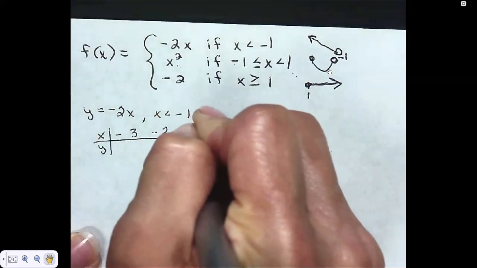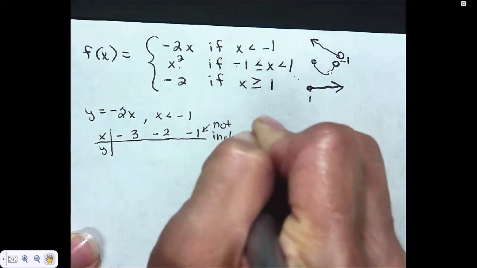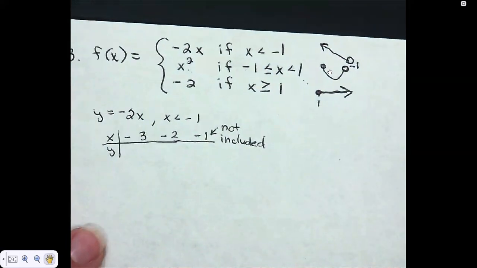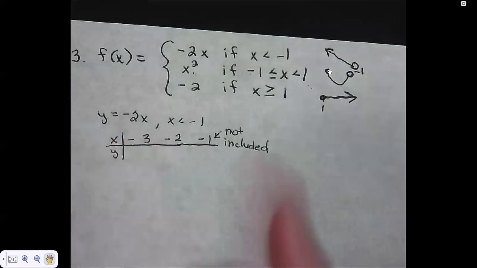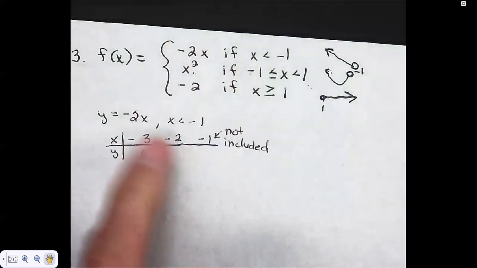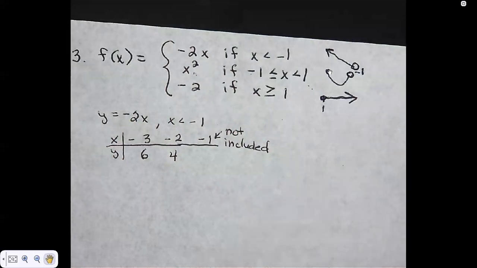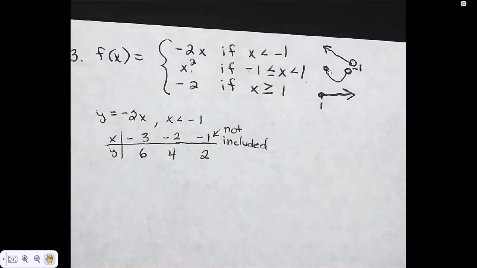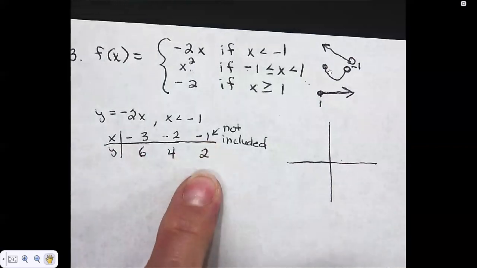Actually, I could go all the way up to negative 1, as long as I don't include it. I want to go all the way up to negative 1, I just don't want to include negative 1. So if I find those three y values, that'll get that piece of the graph in the right place. If x is negative 3, y is going to be 6. If x is negative 2, y is going to be 4. If x is negative 1, which it can't be, but it can be all the way up to negative 1, y is going to be 2. Just make sure to stop your line at negative 1, 2, and don't include it.